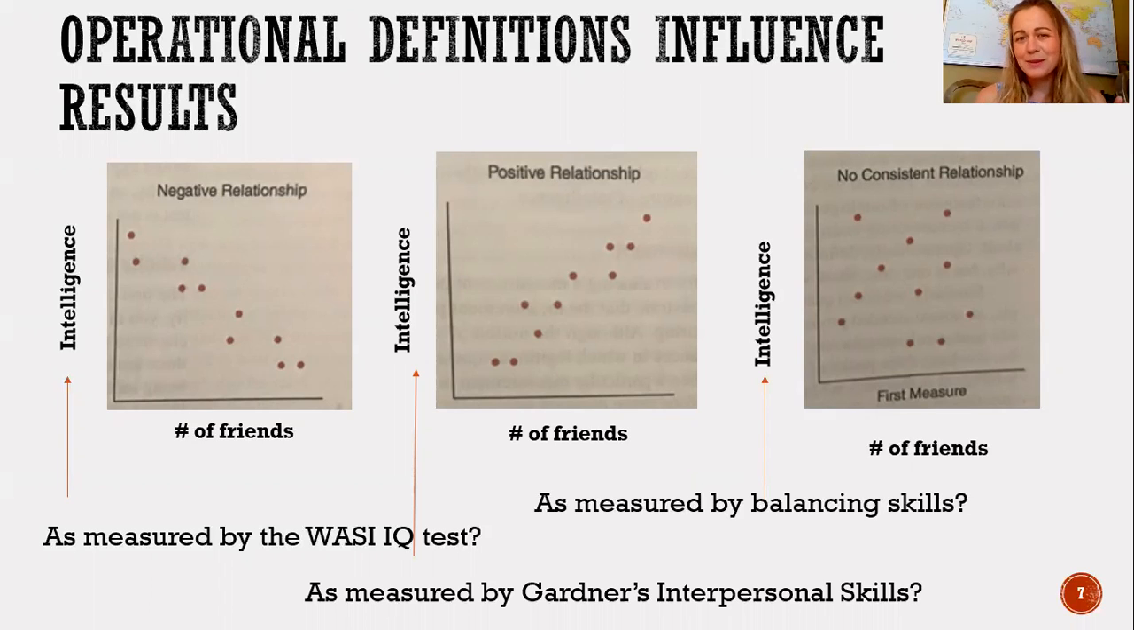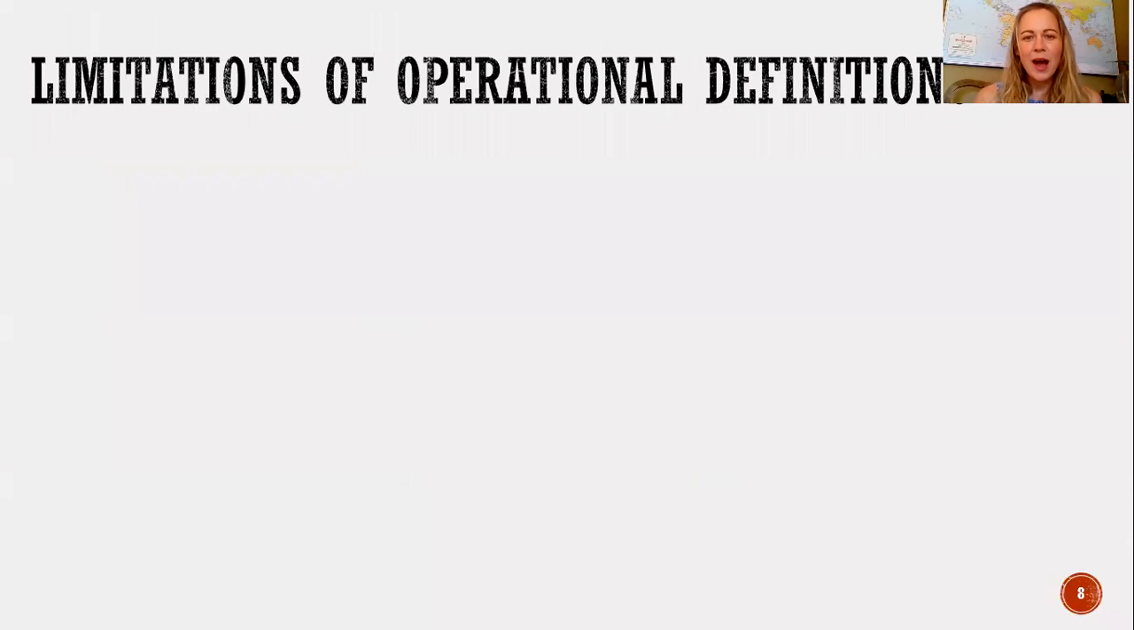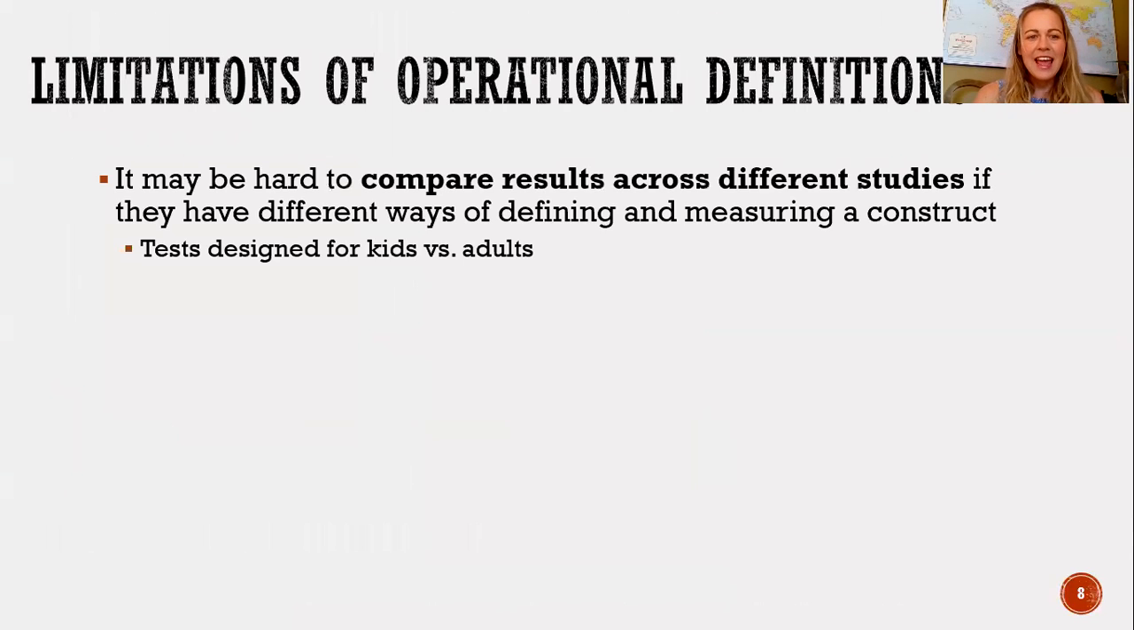As a side note, you'll probably agree with me that the ability to balance a ball on your nose is not a very great measure of intelligence. This gets into the idea of validity that we'll be talking about throughout the course. So operational definitions have their pros and cons. The downside is it might be hard to compare the results across different studies if they have different ways of defining and measuring a construct.